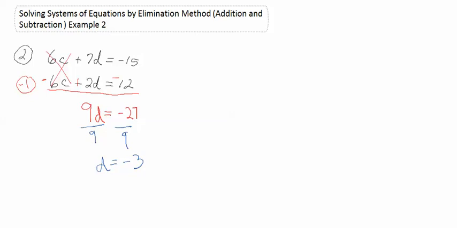So now I have 6c plus 7 times negative 3 is equal to negative 15. 6c positive 7 times a negative 3 is negative 21 is equal to negative 15. Okay, again, numbers on one side, letters on the other, so I'm going to take the opposite of 21 and add 21 to both sides.